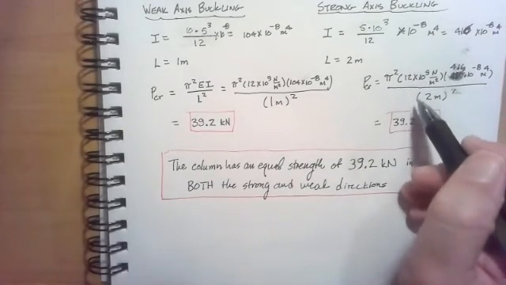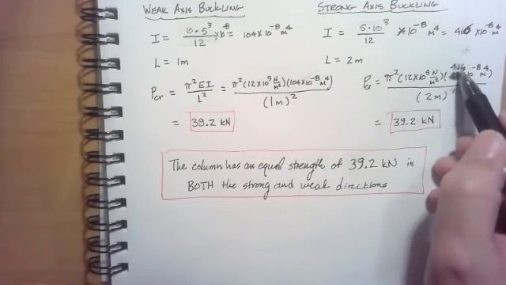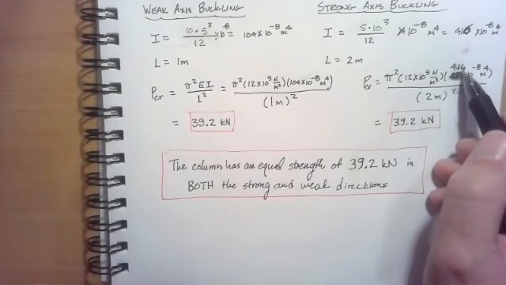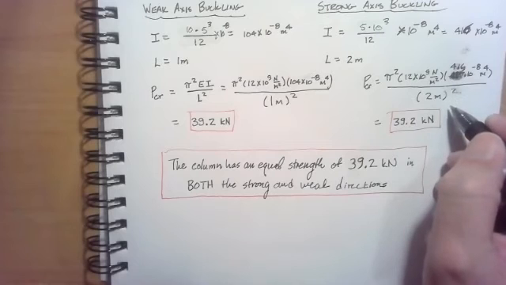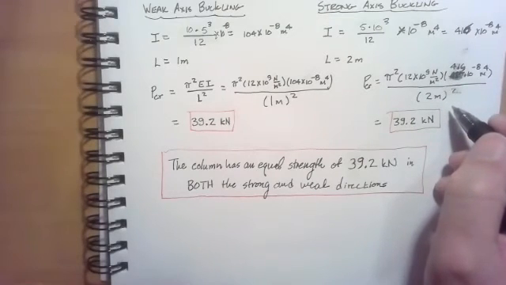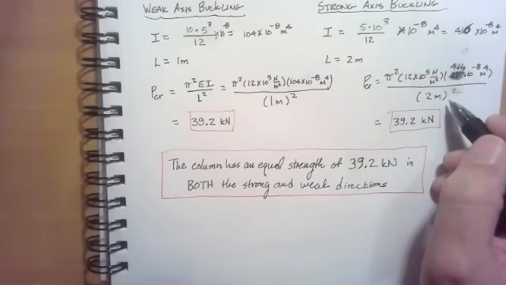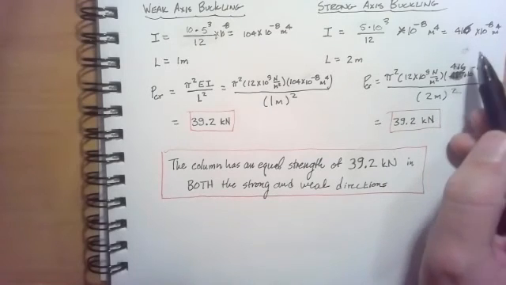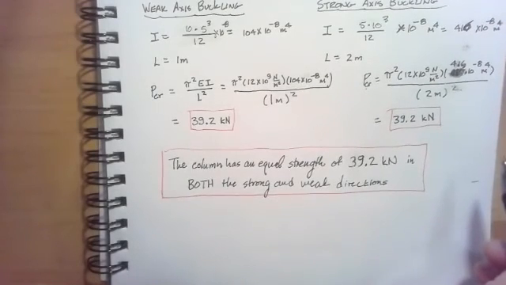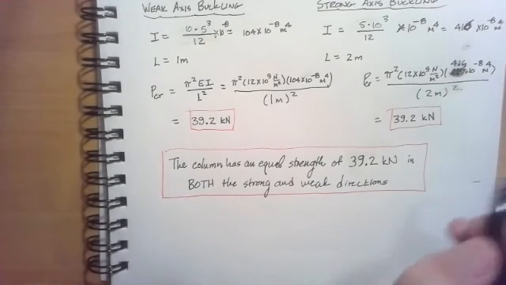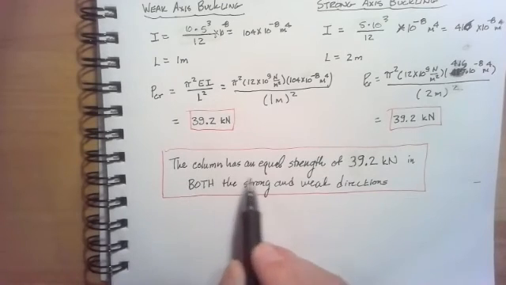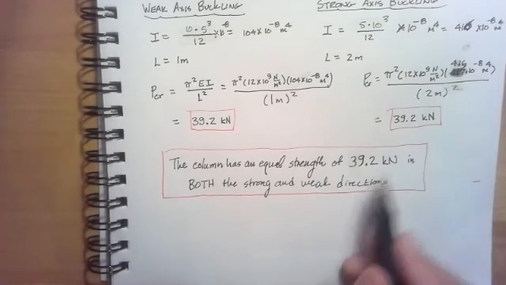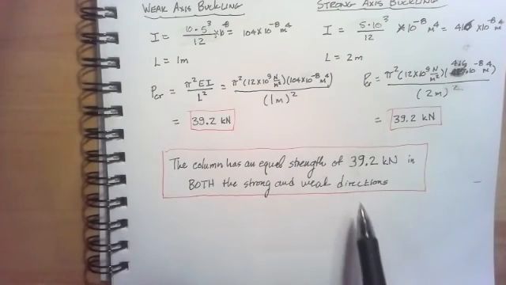Doing the same thing for the strong axis direction, I would see that my moment of inertia went up by a factor of 4, but the effective length doubled. So this denominator increases by a factor of 4, but the numerator increases by a factor of 4 as well. So the column would have an equal strength of 39.2 kilonewtons in both the strong and weak directions.